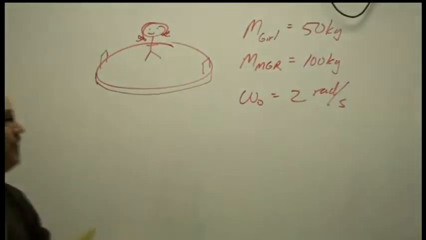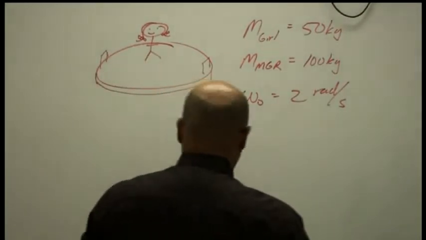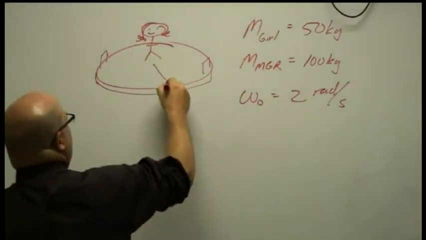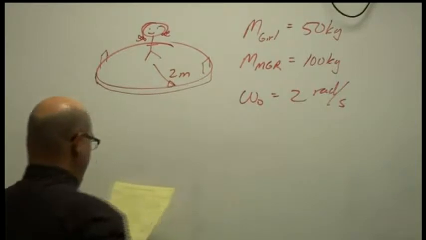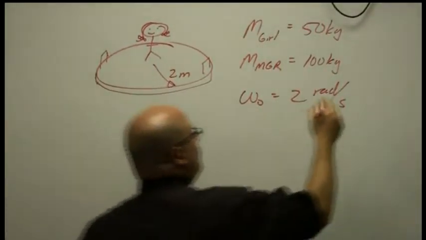All right, so here we go. The young lady is standing at the very center of the merry-go-round. The merry-go-round and her have an initial angular velocity of 2 rads per second. The girl walks to the rim from the center. She walks straight out to the rim of the merry-go-round. First of all, when that happens, what's the radius? The radius is 2 meters. So it's changing. And we will assume this to be a disk.